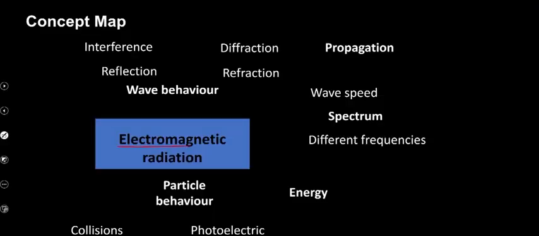We've been talking about electromagnetic radiation. As I said before, we've already unpacked how it behaves like a particle and a wave. We've broken down this idea of it propagating as an electric and magnetic field through a vacuum. We've related that propagation to its speed, and we've now been recently looking at how the spectrum of electromagnetic radiation is made up of different frequencies and different wavelengths.